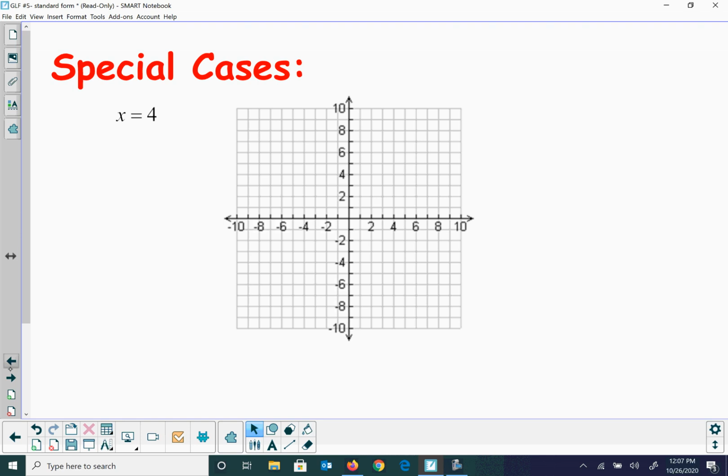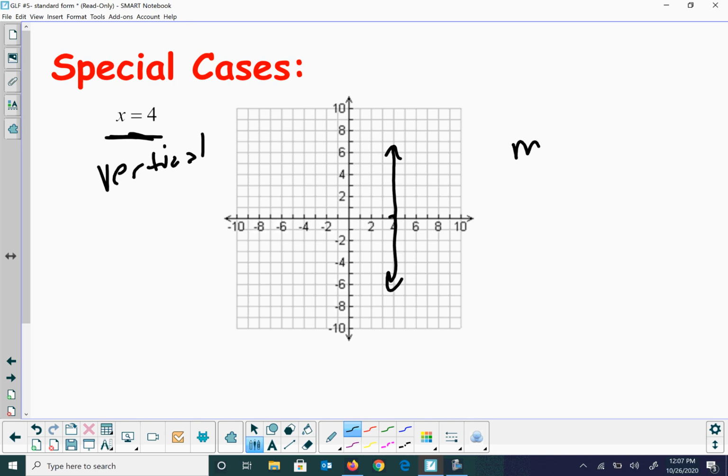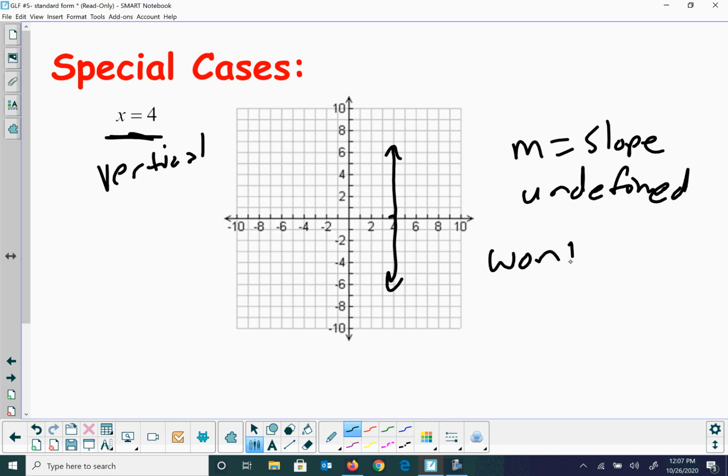Okay, let's move on. Special cases. When you see x equals, this means it has to be a vertical line. X equals is always vertical. So I'm going to go to 4 and make myself a vertical line. A few things about a vertical line: we have a slope that is undefined. X equals a number is a vertical line. That slope is undefined. And it won't cross the x-axis or the y-axis.